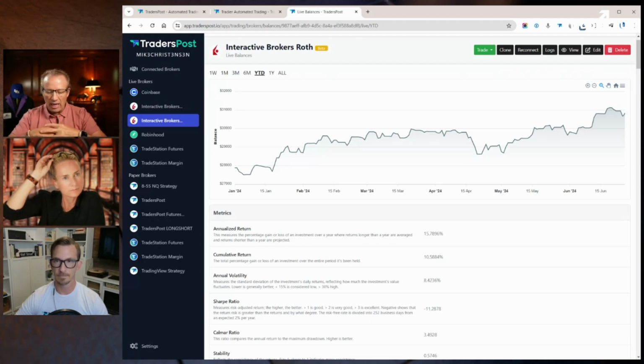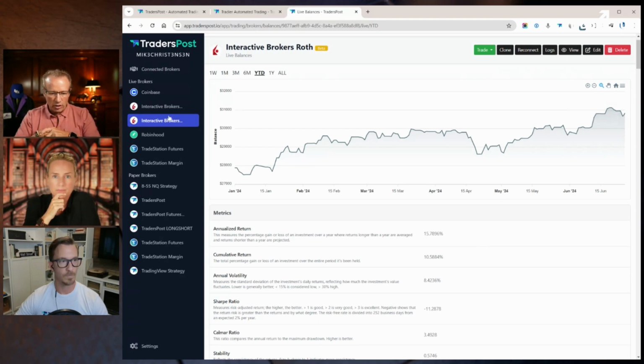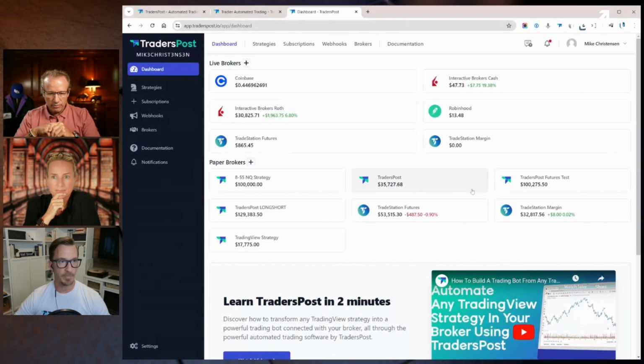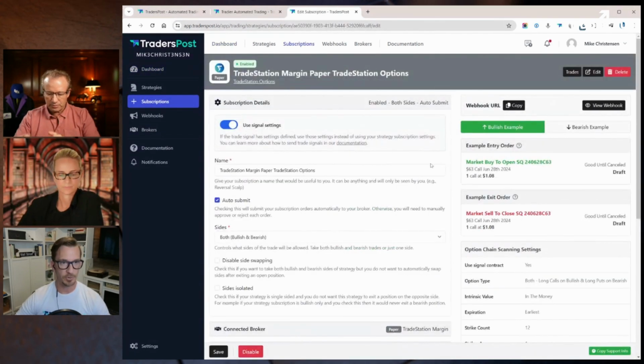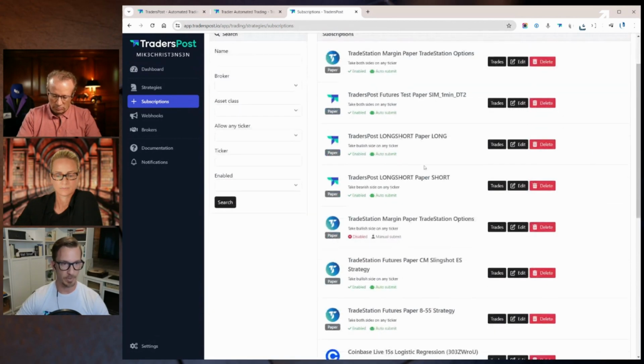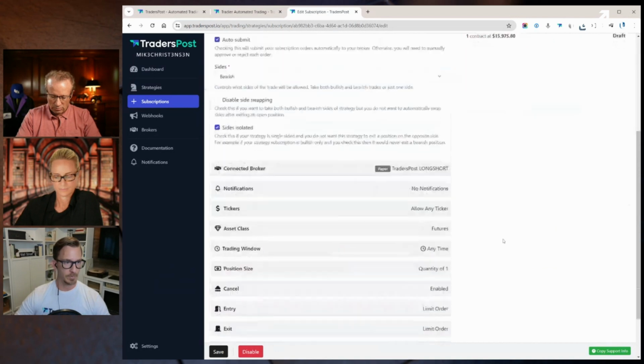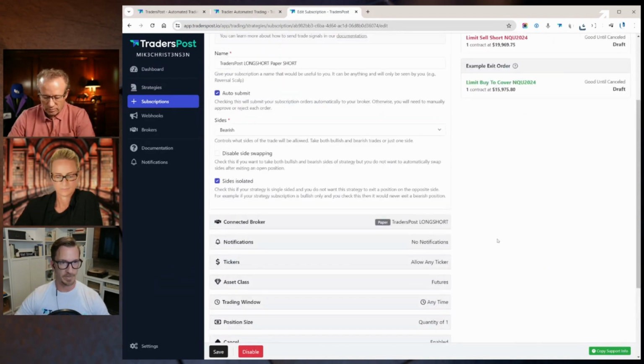Is there a gamut of things that are available in the toolbox for a user to use, or how does that play out? So if I go to the strategy subscription options here, which are all the rules for how my strategy should be managed, let me open up this one, which is based on futures.